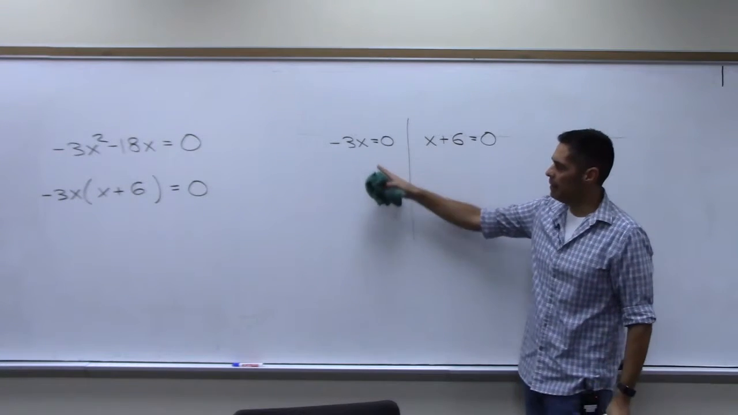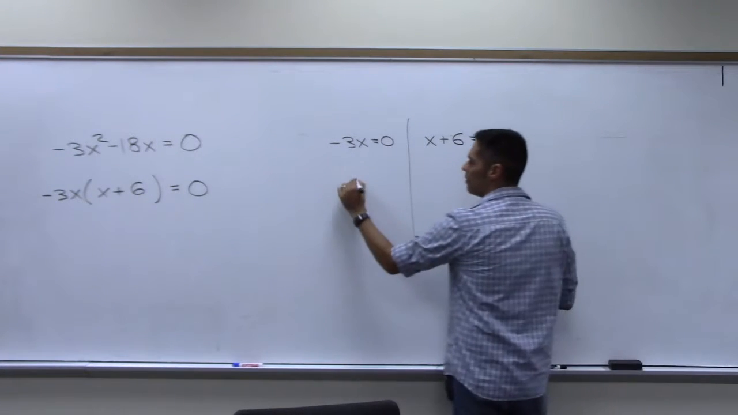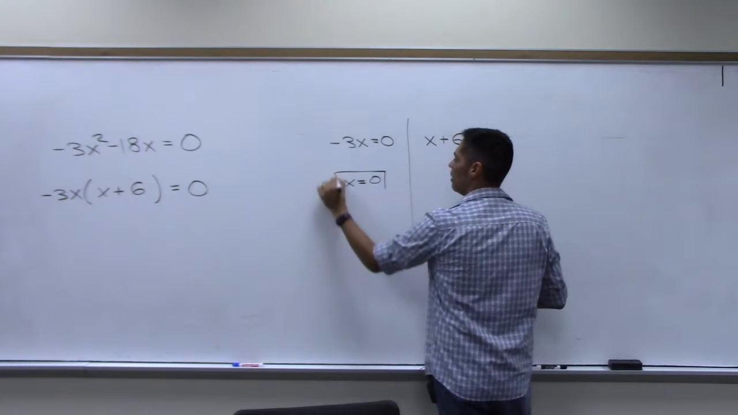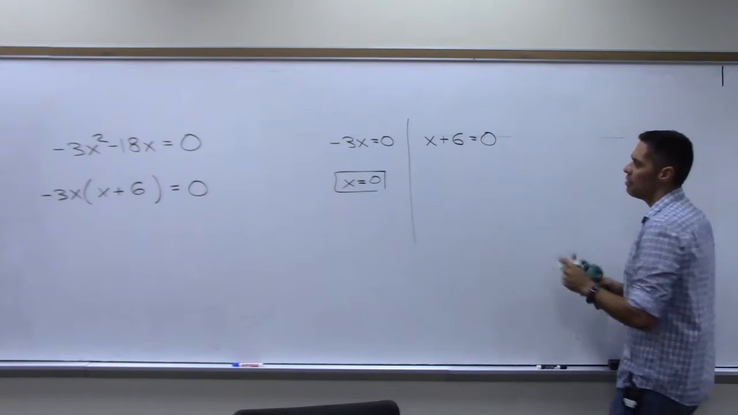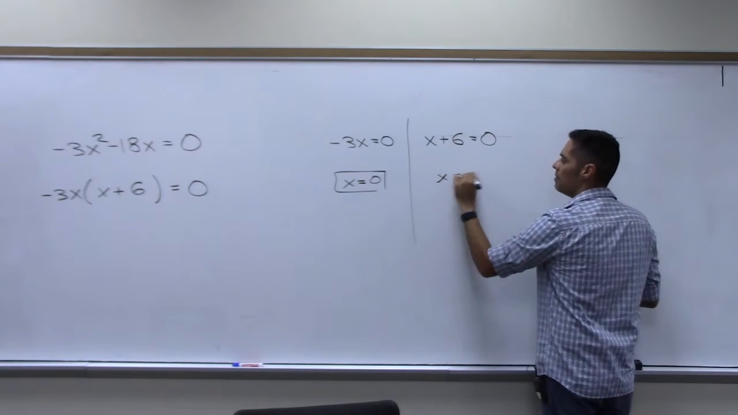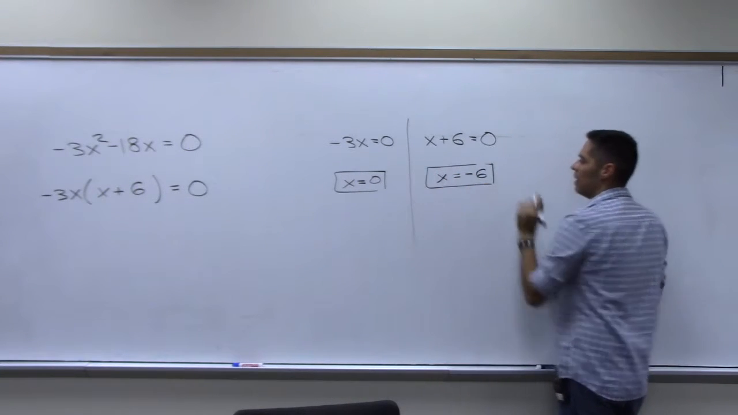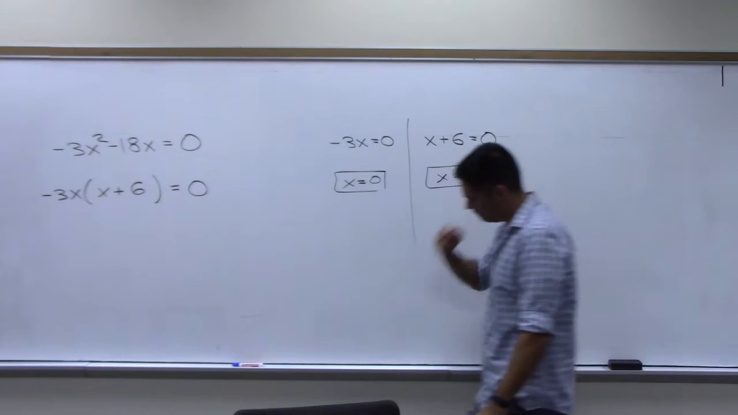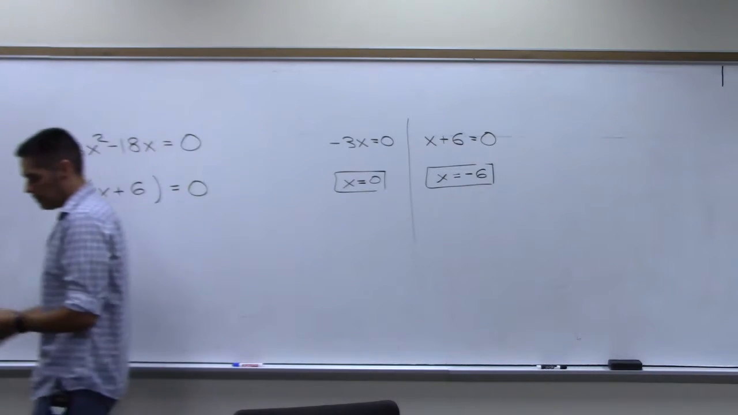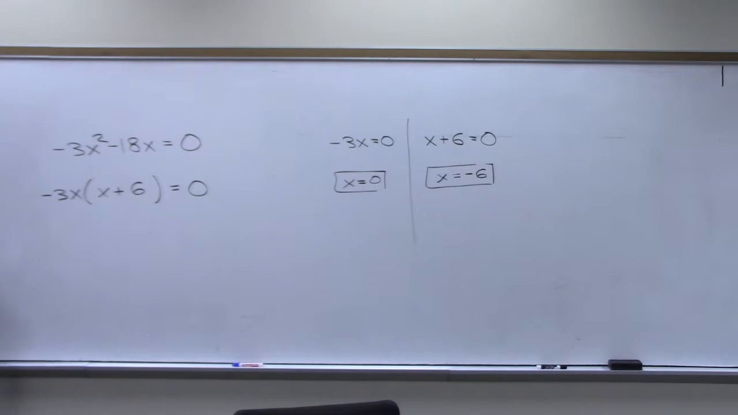What's that one going to be? 0. And divide by negative 3, it's not going to have any impact. It's still going to be 0 divided by negative 3, it's still 0. Over here, move the 6 over, so subtract 6 on both sides, negative 6. We have 2 answers. Okay so far? All right? Okay.